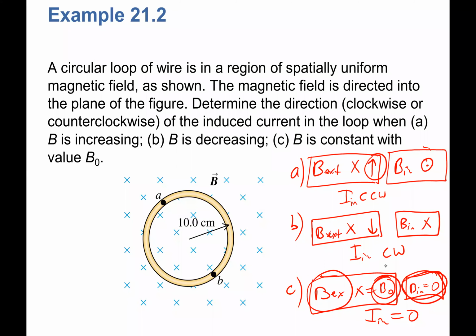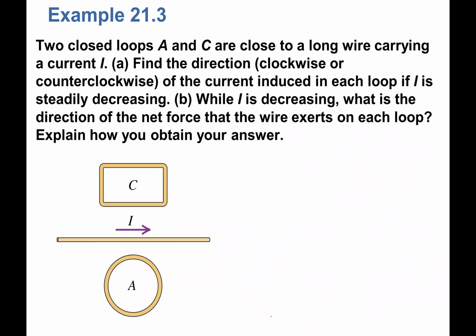All right, guys, so let's continue here. Here's one more example. You have two closed loops, A and C, close to a long wire carrying a current I. That means we have a long wire with a current running through it, and two loops, C and A, which are close to this wire, but they have no current, okay?